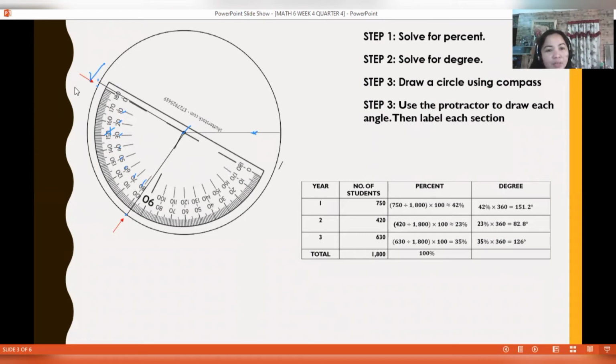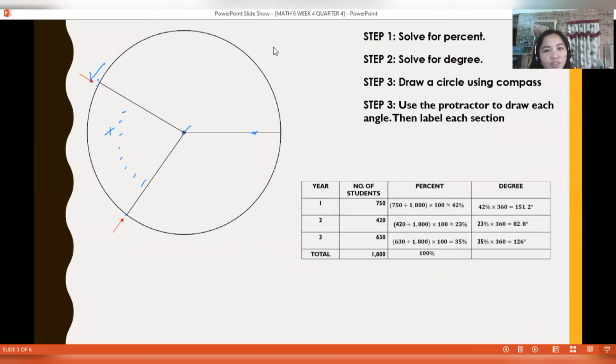Now, tingnan natin kung gaano kalaki yung region na yun. So, ito na yon. Kailangan pa ba nating sukatin itong natitira, which is 126? Hindi na, kasi tatlong region lang naman siya, tatlong sections. So, hindi mo na kailangan sukatin. Kung tama yung sukat mo dun sa dalawa, exactly yung matitira para sa year 3. Now, what is next?